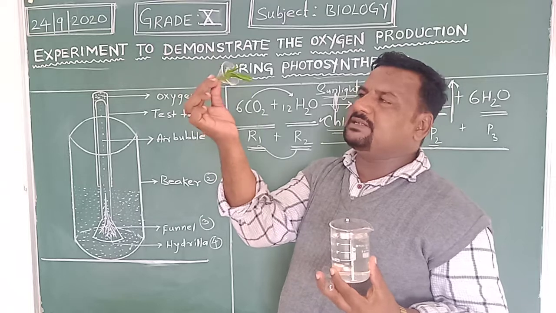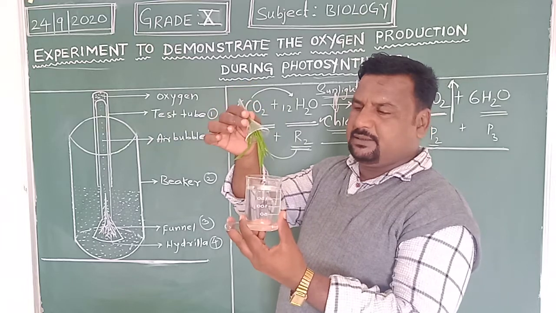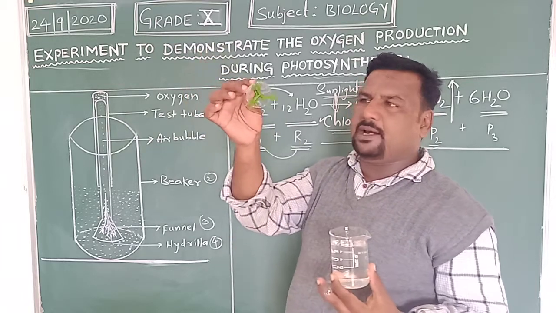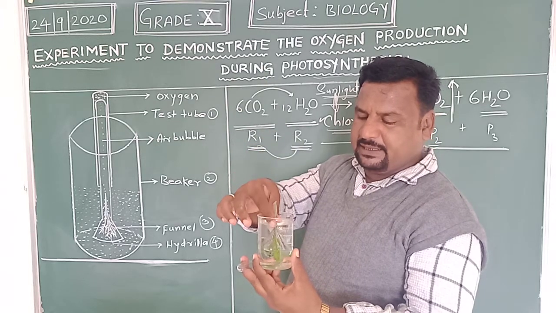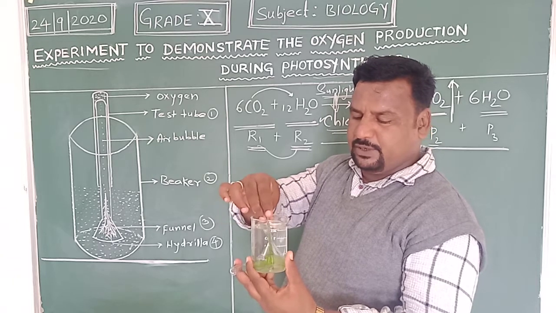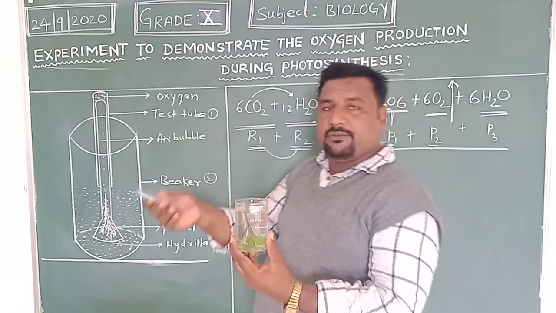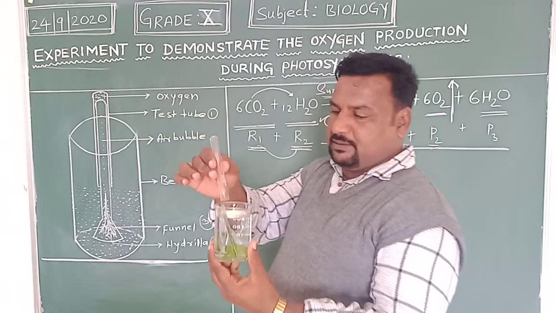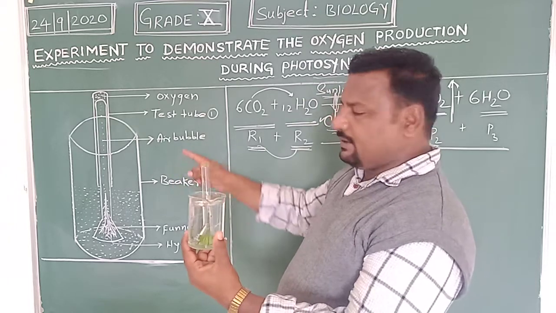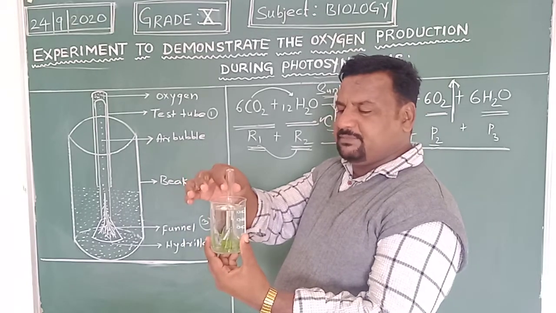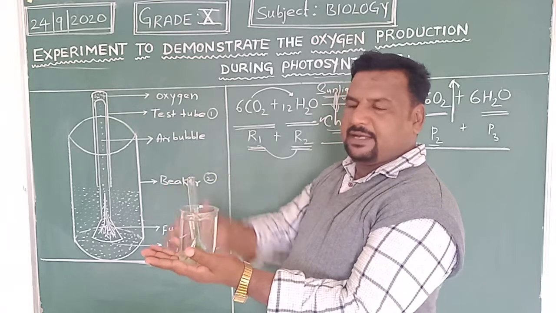In the funnel, what have we inserted? Twigs of hydrilla. We insert the hydrilla twigs in the funnel. Then the funnel is to be placed in the beaker containing water in this way. Slowly we have to place it down. Then take the test tube. We have to invert the test tube over the funnel like this, as shown in the diagram also. After setting up the apparatus in this way, this entire setup we have to place under sunlight.